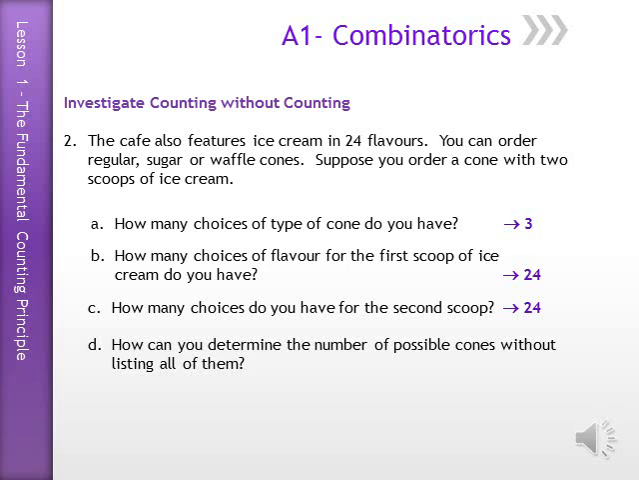How can you determine the number of possible cones without listing all of them? We have 3 decisions to make. And it's going to be 3 times 24 times 24, which makes 1,728.